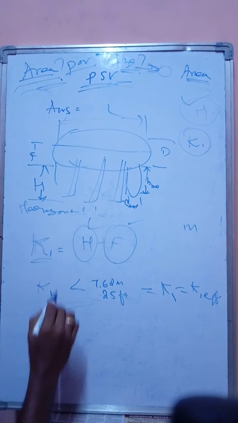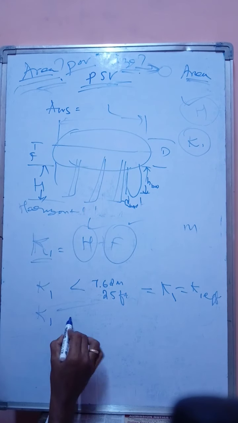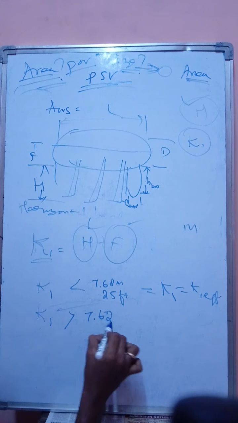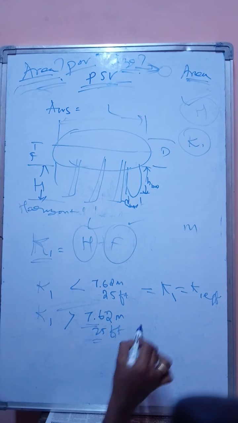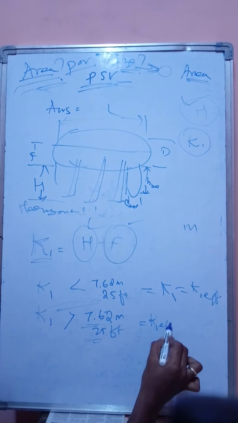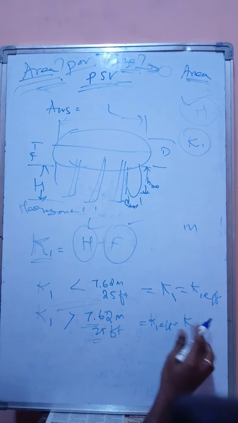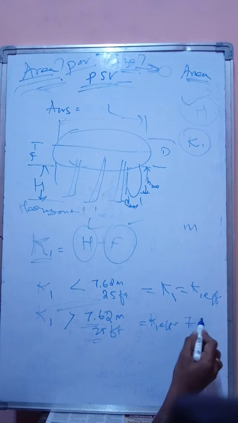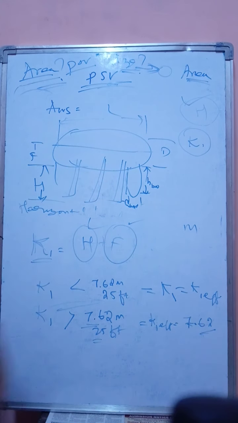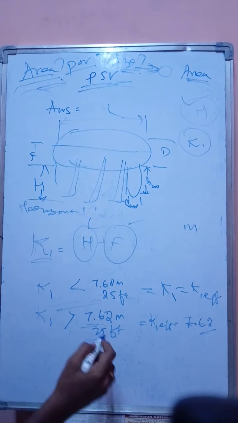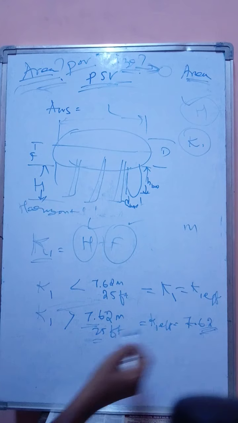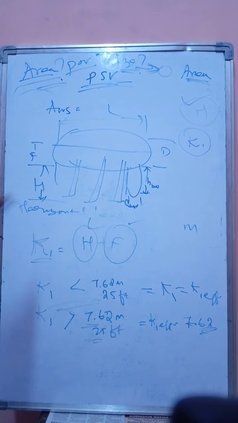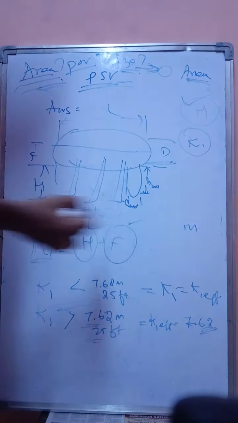The next one is what happens if K1 is greater than 7.62 meter or 25 feet. If it exceeds this value, then K1 effective will be equal to 7.62 only. It will never be taken more than this value. So mostly you will get less. If you get more than 7.62, we have to take 7.62 only, not more than that. Now we have to calculate the initial liquid level. What is the initial liquid level?